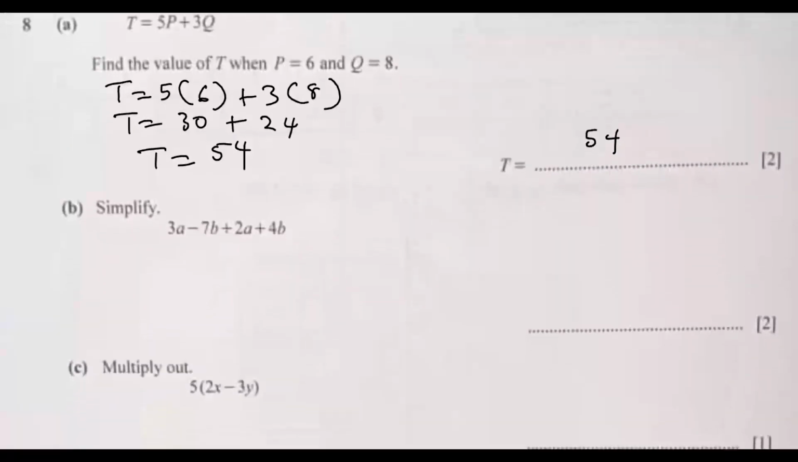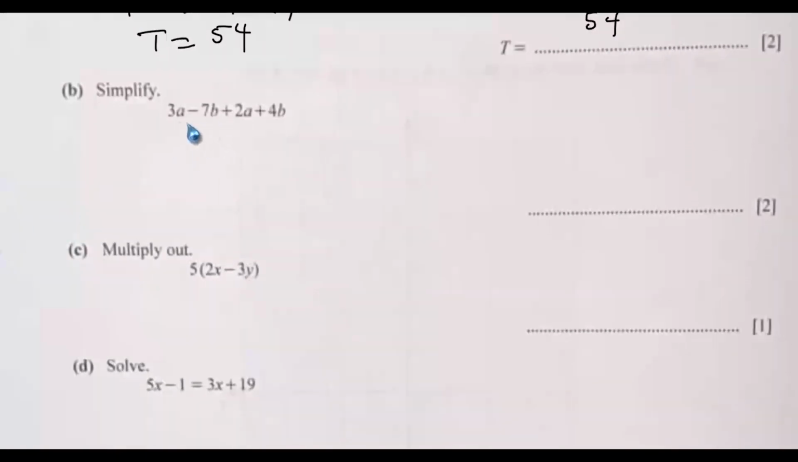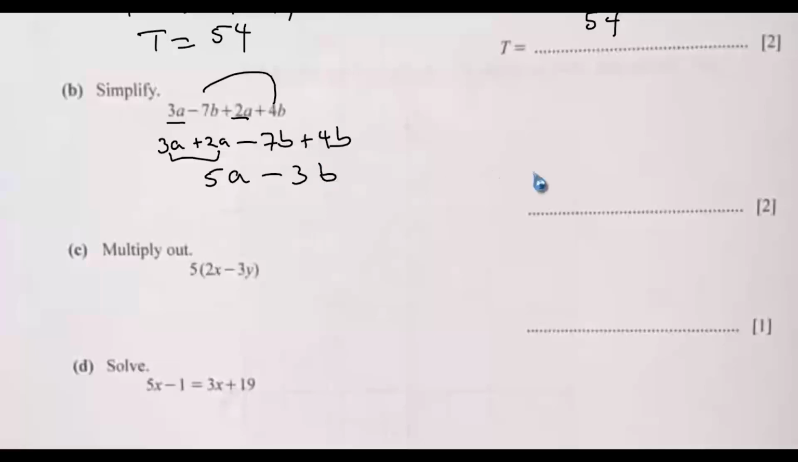Then let's scroll down for the b part. We are asked to simplify this. These and these are like terms, so let's bring them closer. So plus 2a. Then these and these are also like terms, so let's bring them closer. We have minus 7b add 4b. So this and this add up to 5a. Then minus 7b add 4b will give you minus 3b. So our answer here is 5a take away 3b. That is the final answer.